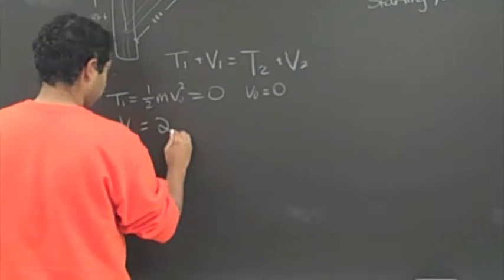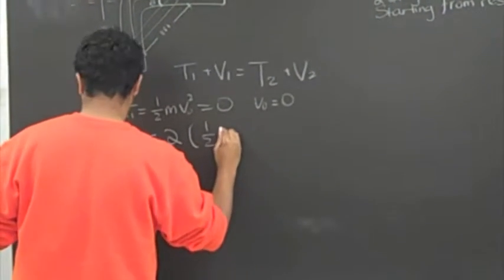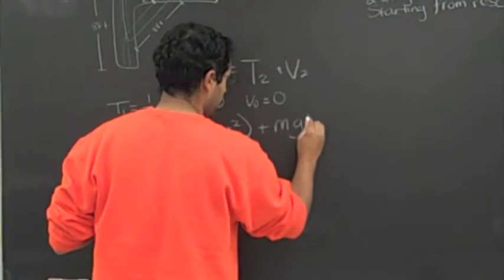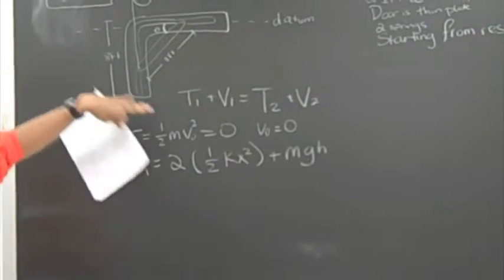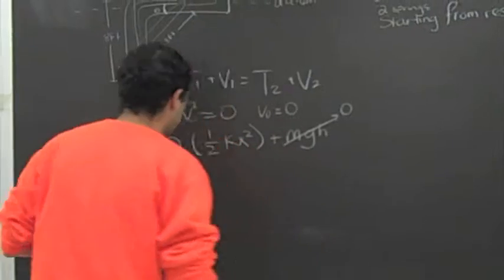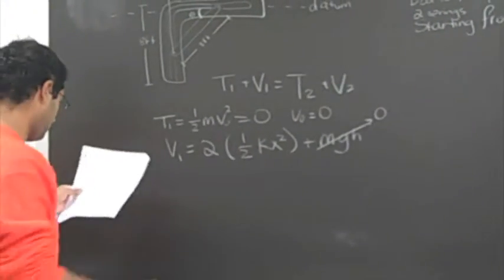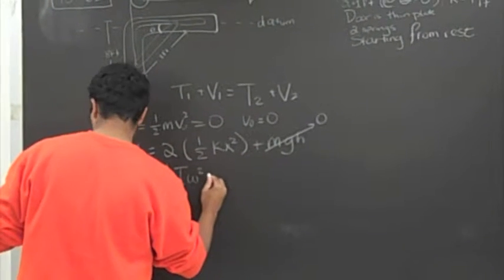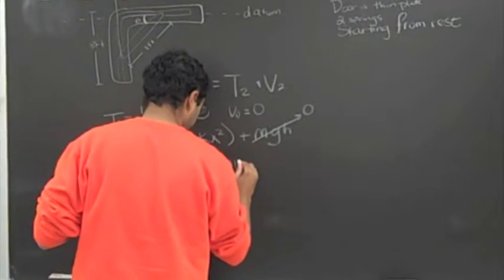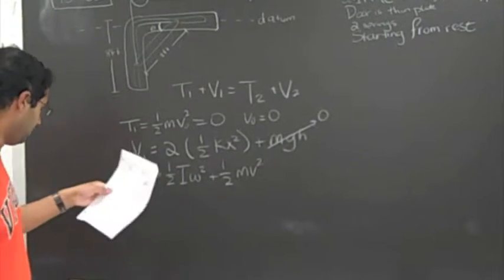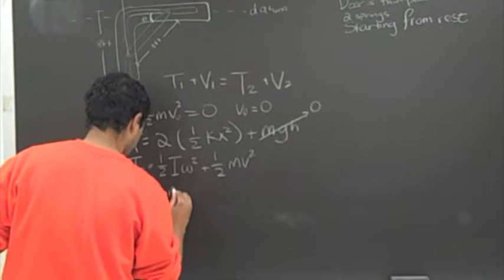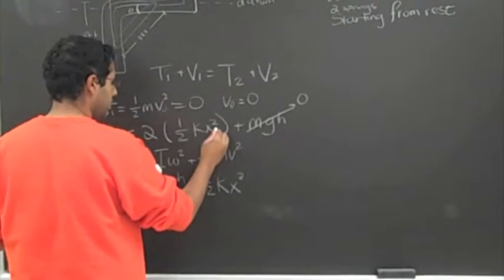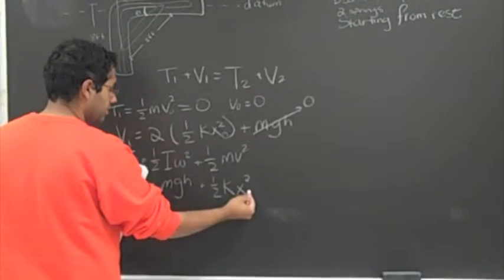V1 is equal to 2, because there are 2 springs, times 1 half k x squared, plus m g h. Given where we put our datum, which is at the very top, the h for mgh is going to be 0, which brings this out to 0. So we have V1 is equal to 2 times 1 half k x squared. And then T2 is equal to 1 half I omega squared plus 1 half m v squared. This is the rotational and kinetic parts of T2. And then V2 is equal to m g h plus 1 half k x squared, with this being k original, this being x original, and this being the final x state.